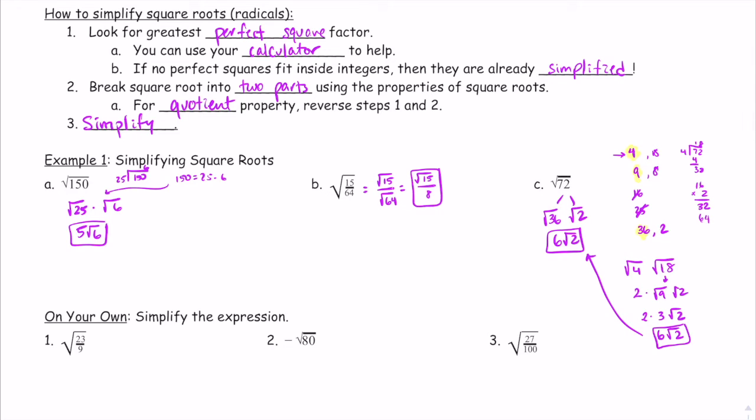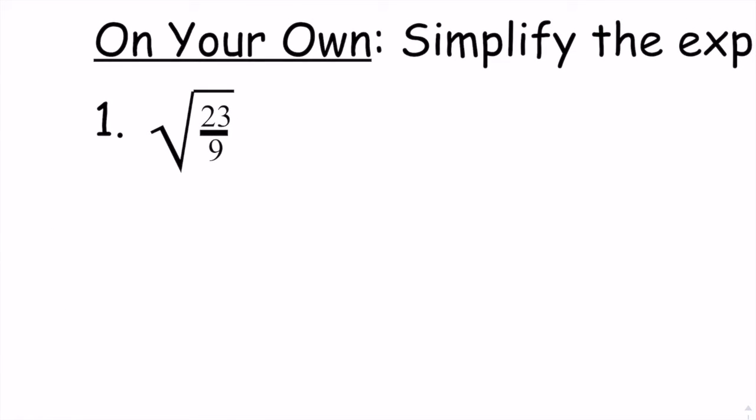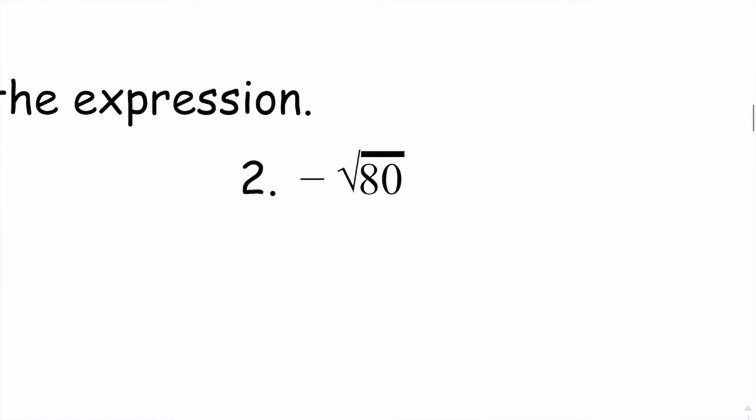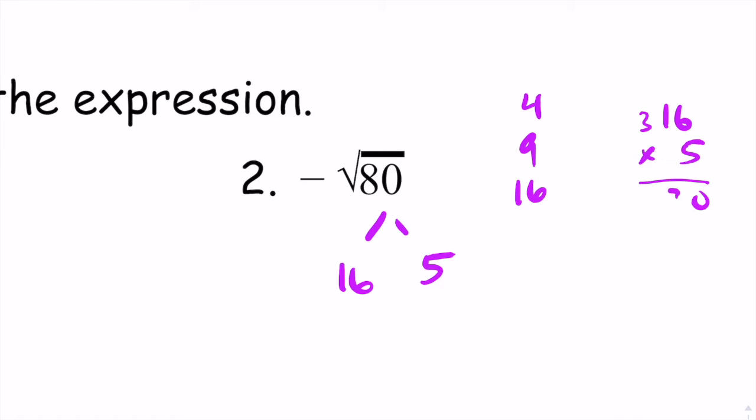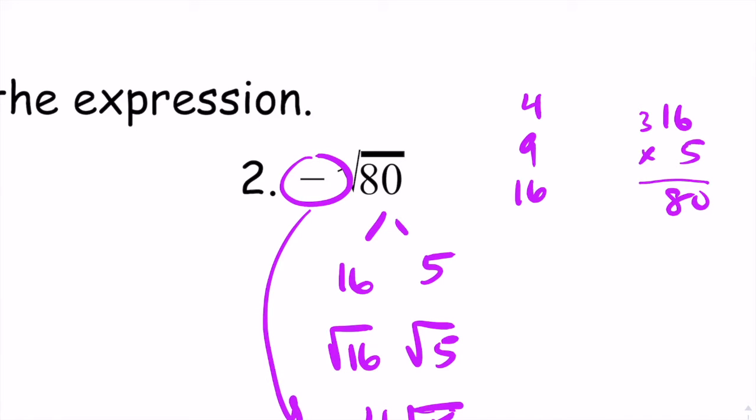So why don't you guys try the problems on your own. All right. So for this one, real quick, root 23 over root 9. I get root 23 over 3. This one, perfect squares, 4, 9, 16. I think 16 fits inside, right? 16 and 5. Yeah, 16 and 5. So I have square root of 16, square root of 5. I have negative 4 root 5. Why? Because of the negative, don't forget about that as well.